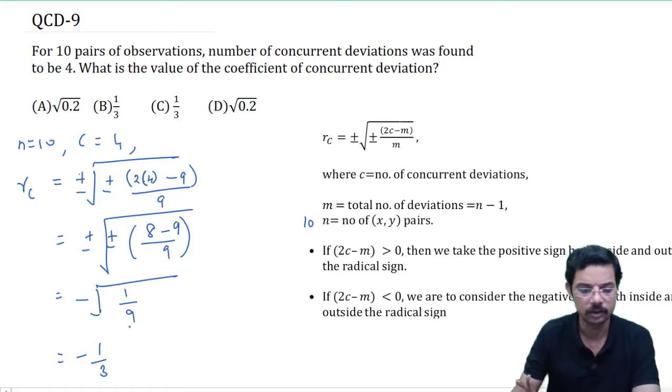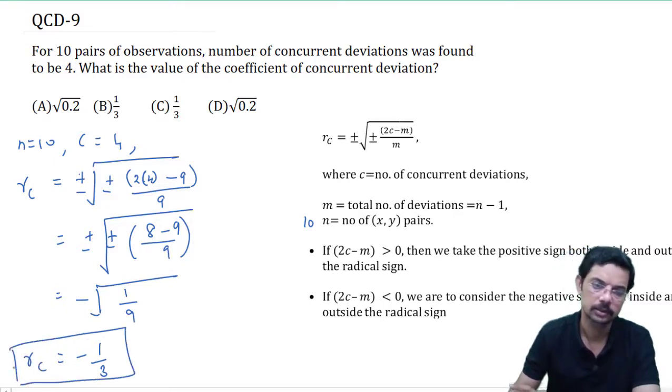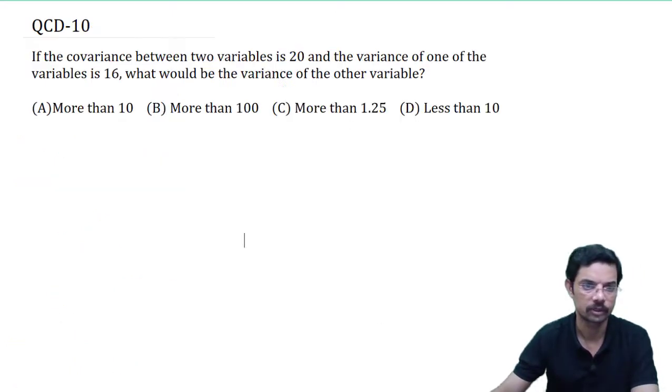So minus 1 by 3 will be your coefficient of concurrent deviations. Next question, and the last question, question number 10 for this video.